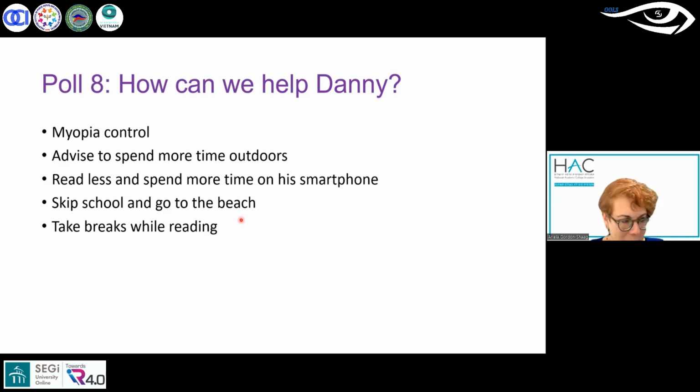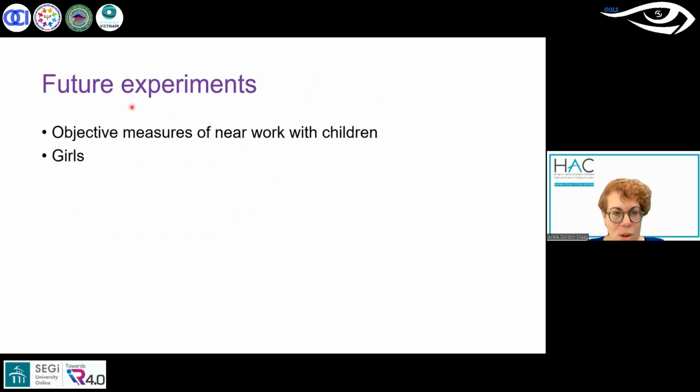So, what are our future experiments? We really would like to do objective measures of near work with children. I've talked to you about boys, but the girls would be very interesting to study as well, because based on what you know about the school systems in Israel, the ultra-Orthodox girls' school system is very similar to the religious and secular kids. So we would expect them to have similar rates of myopia and similar light exposure.